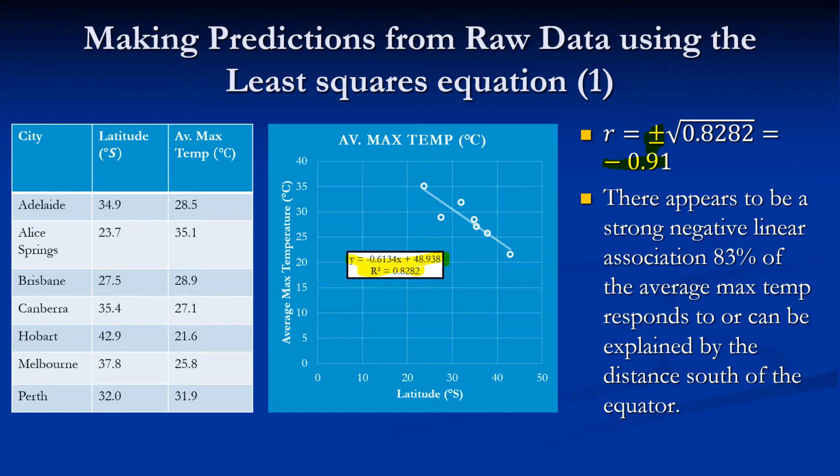So we could say that there's a strong negative linear association. Now, reading from the r squared value, we can say 83% of the average maximum temperature can be explained by the distance south of the equator. Remember, this is our latitude south. So the further south we are going, the cooler it's getting. And that makes sense, doesn't it?